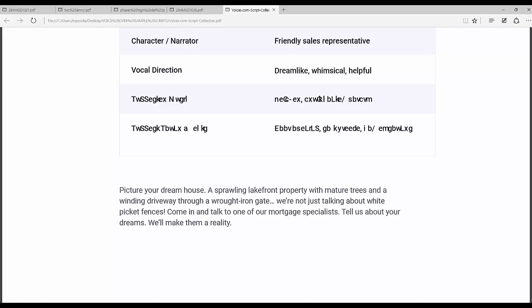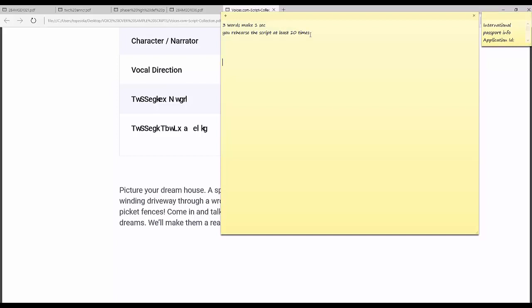So now let's go to the script and quickly run over it. Do not forget, I always say this, I'm never going to be tired of saying this: always rehearse at least 10 times.